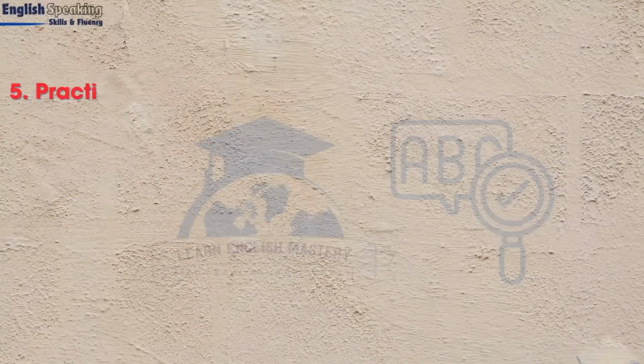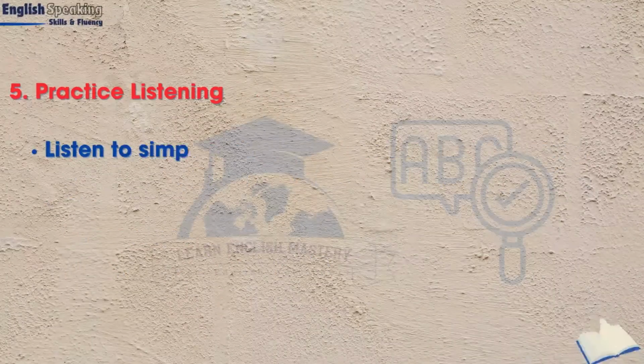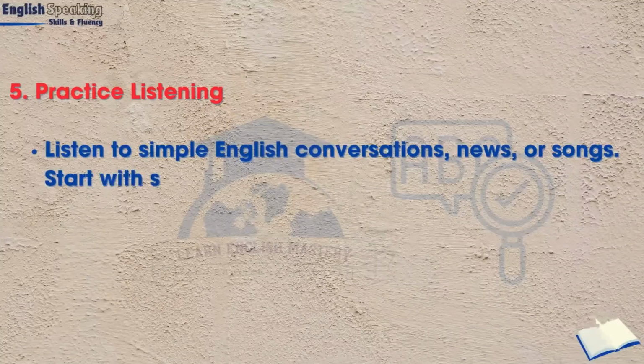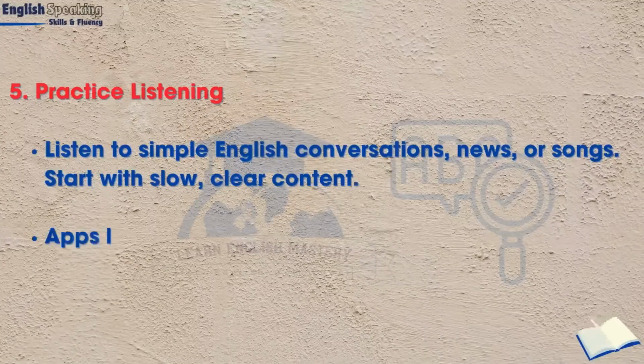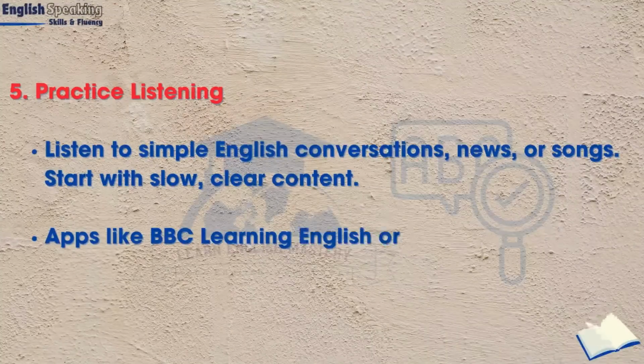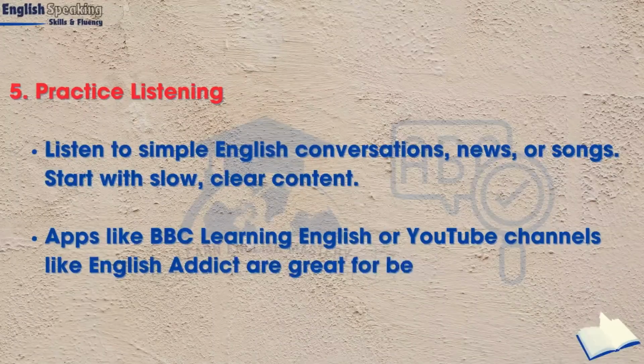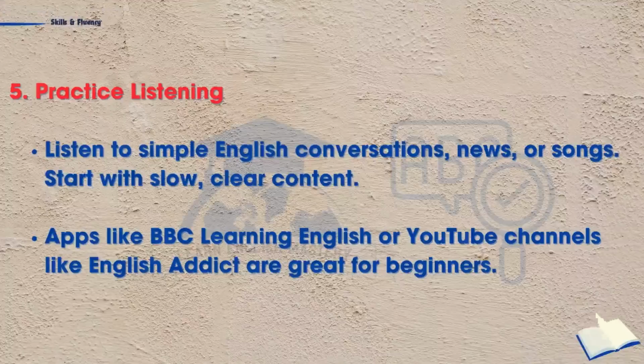5. Practice listening. Listen to simple English conversations, news, or songs. Start with slow, clear content. Apps like BBC Learning English or YouTube channels like English Addict are great for beginners.